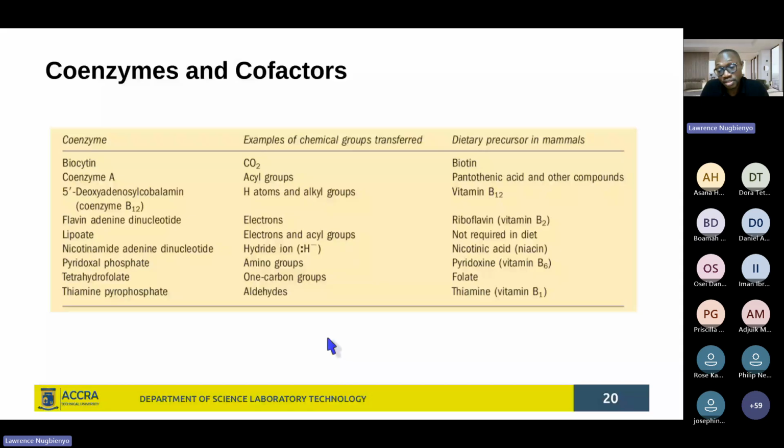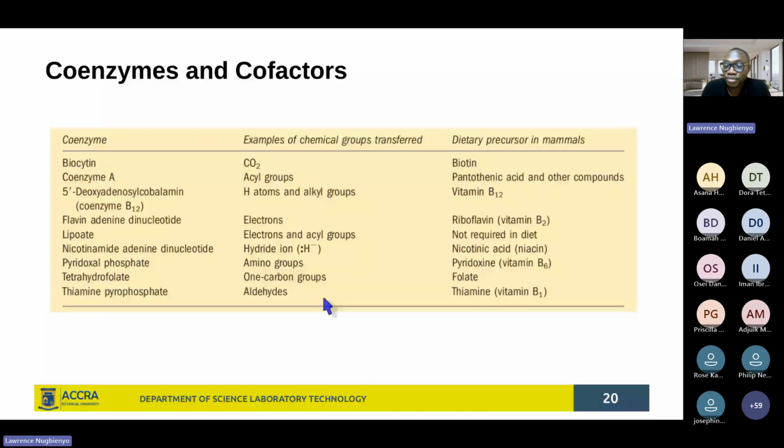Then the coenzymes. These are also non-protein, the non-protein part of the enzyme, but they are organic. And I mentioned to you earlier that these are derivatives of vitamin Bs. So we see in the first column, you have the coenzymes. The second column shows the activity that they are involved in, like the type of reaction they are involved in.